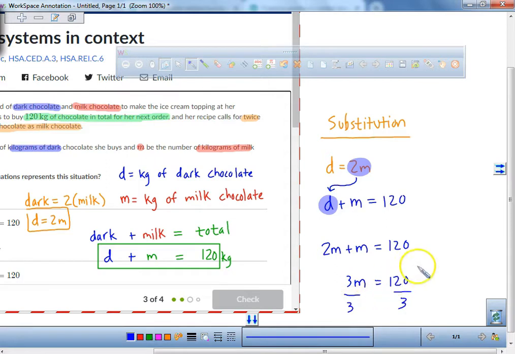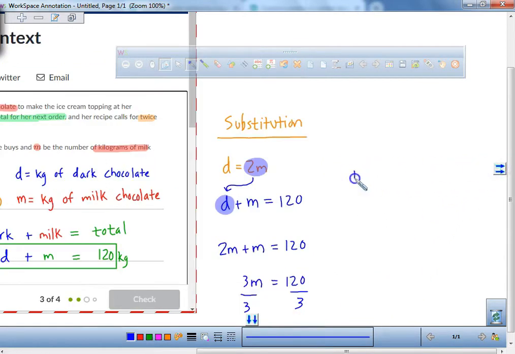If we divide both sides by 3, what do we get, guys? M equals 40. So she bought what? 40 kilograms of milk chocolate. Now, if this works, everybody, what did we say the dark chocolate was always going to be equal to? 2 times that, right? Well, let's see if that works. 2 times that is 80, correct? What do those add up together? If we added those together, we get a total of what?